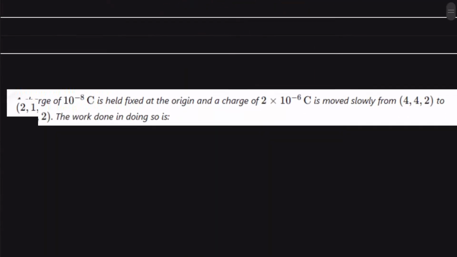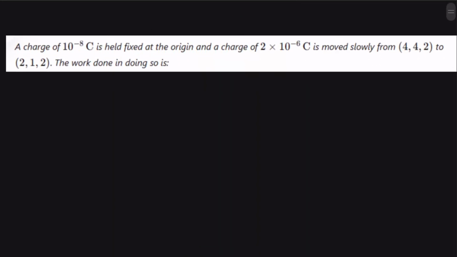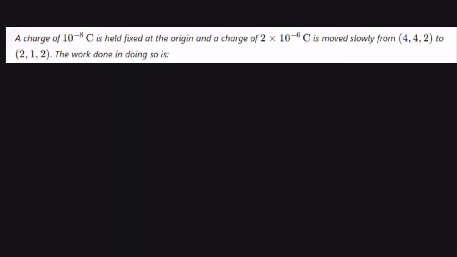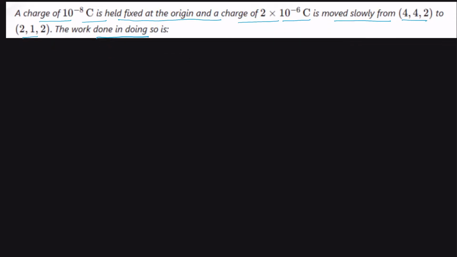The first question asked that a charge of 10⁻⁸ coulomb is held fixed at the origin, and a charge of 2 into 10⁻⁶ coulomb is moved slowly from 4, 4, 2 to 2, 1, 2. The work done in doing so is. In this case, we can draw the approximate figure, and a charge is at the origin, and this charge is about 10⁻⁸.